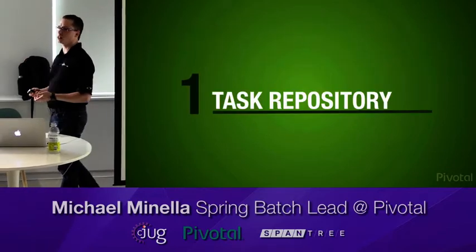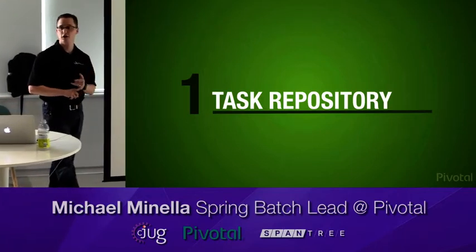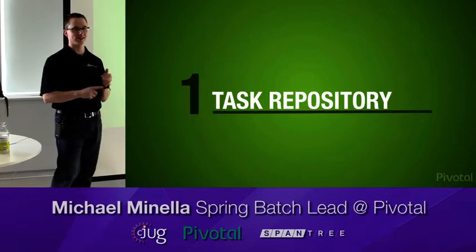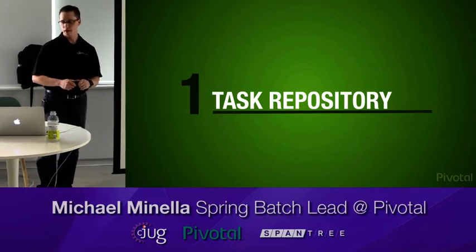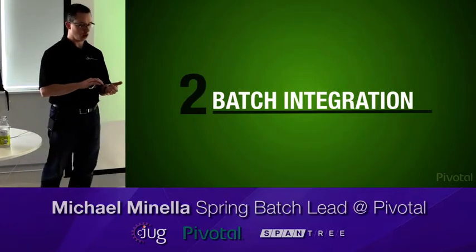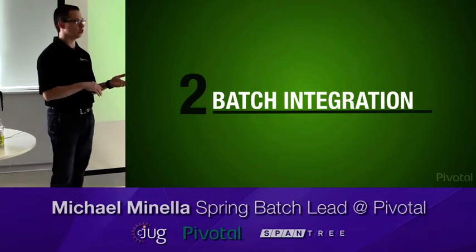Some features that Spring Cloud Task provides. Number one, a task repository. If you're familiar with Spring Batch and the batch repository, it's a lightweight ripoff. It's basically the same thing, just not as much data is stored there. Next, Spring Batch integration, in a number of different ways. The ability to associate a task with a batch execution.